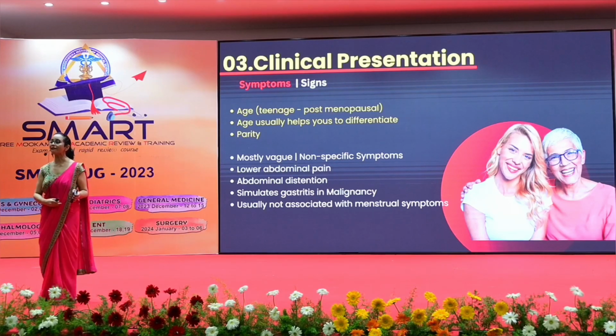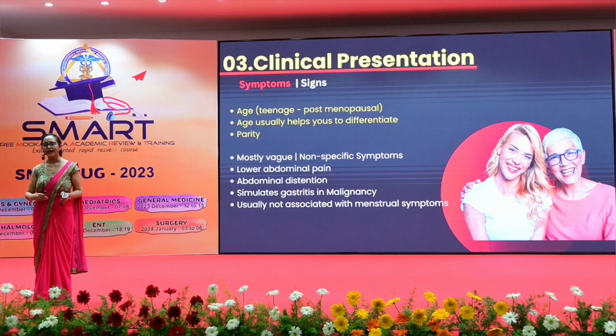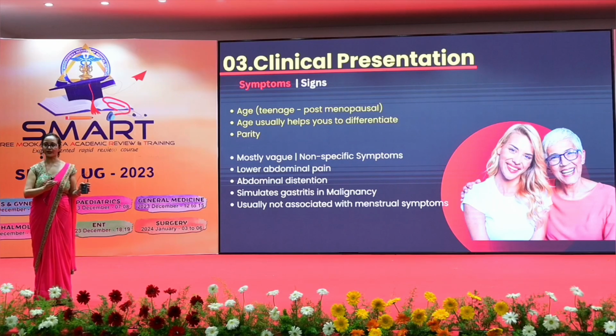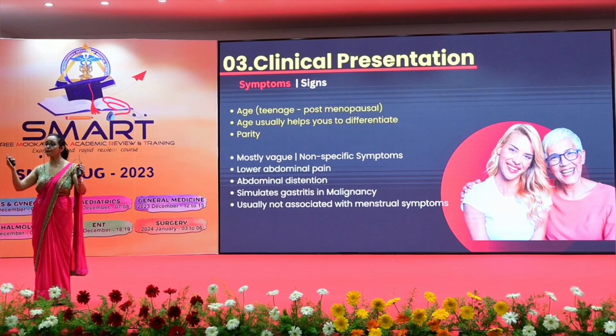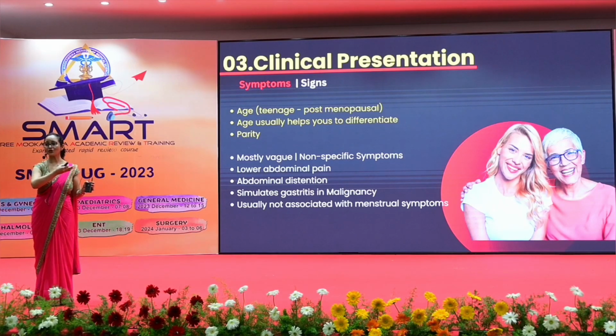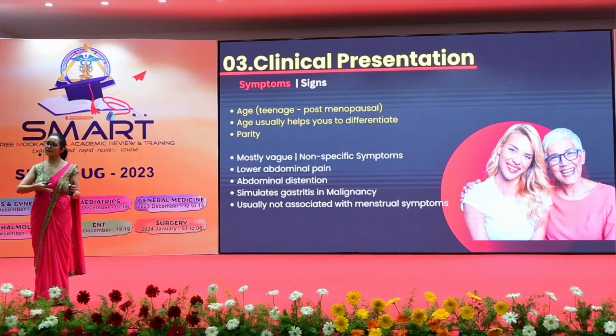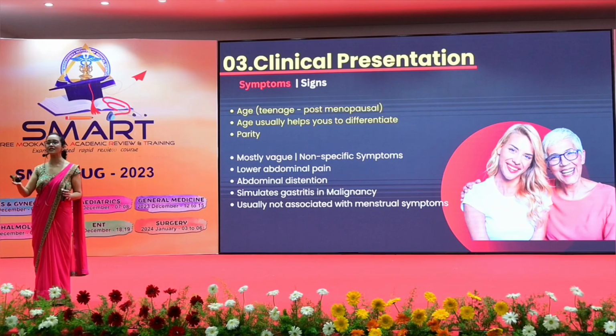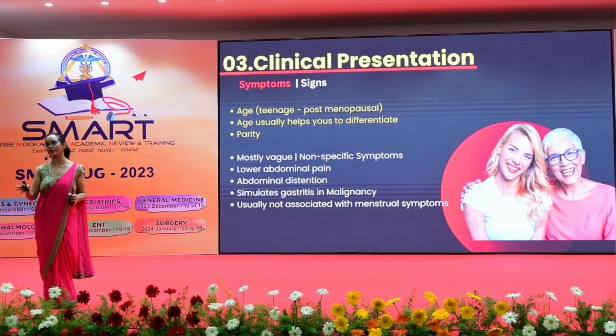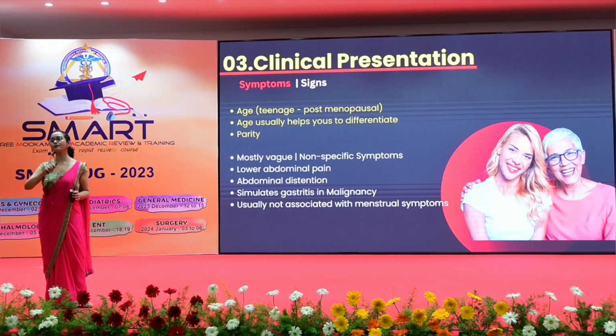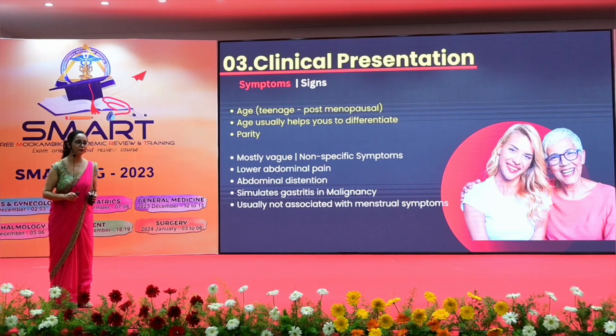That does not mean that we will not ask the age of the patient. Age helps us to differentiate. Endometriosis and PID happen only during the reproductive age group, when the lady is menstruating. In extremes of ages, you have to think of malignancy.